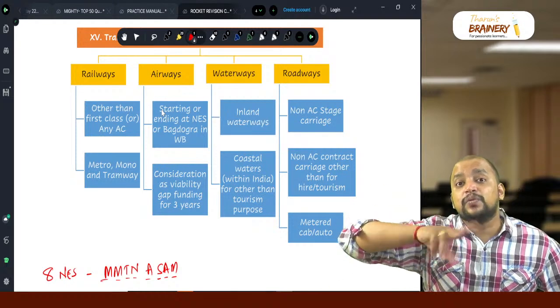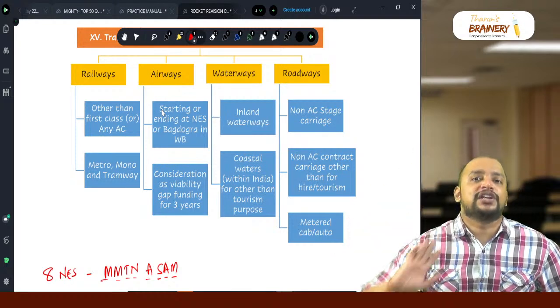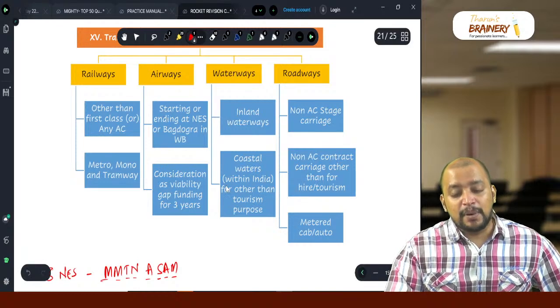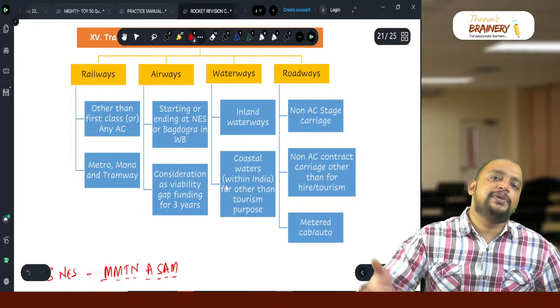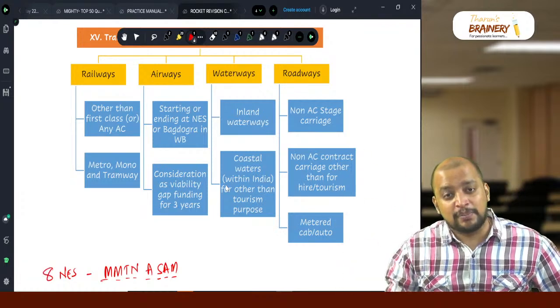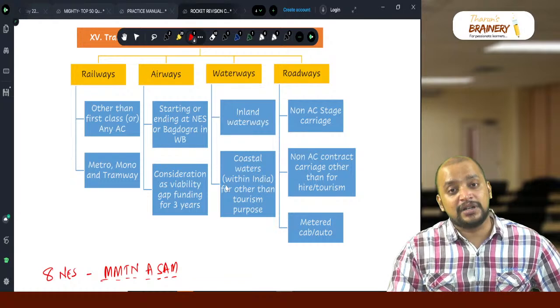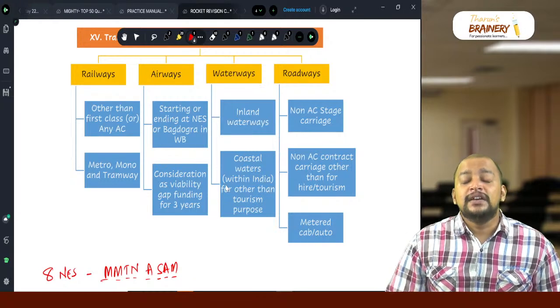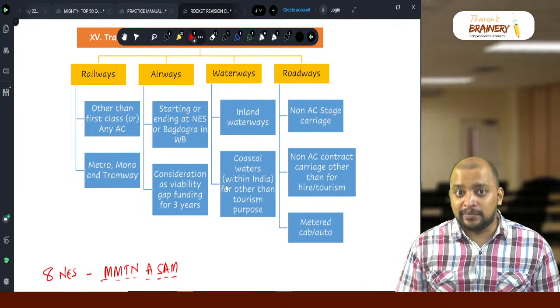So seaways between places in India for public transportation is exempted. Okay. So coastal waters, that is seaways, public transportation. Say for example, India to Andaman and Nicobar for public transportation, that will be exempted other than for tourism purpose. Then roadways. In case of roadways, metered cab or auto rickshaw exempted.